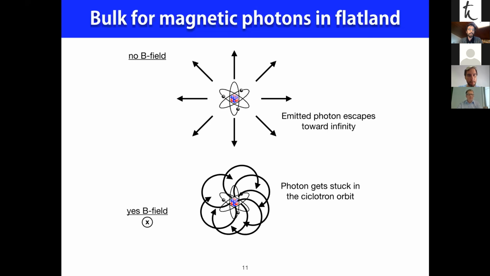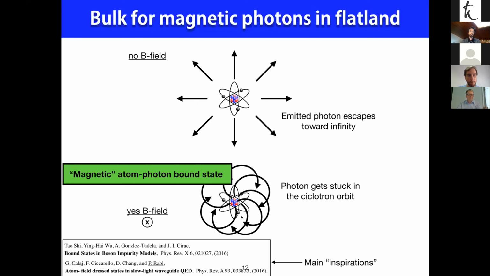Now we turn on the magnetic field, and we must think these straight lines are bent into circular trajectories. So the photon actually cannot really escape, because once the photon is emitted, it goes on these circular trajectories, and then it will come back to the atom. Eventually you get stuck on a kind of cyclotron orbit. And if you think about it, this is really the definition of a bound state. So we have a bound state between the atom and the photon, and the peculiar feature of this bound state is that it is induced by this synthetic magnetic field.